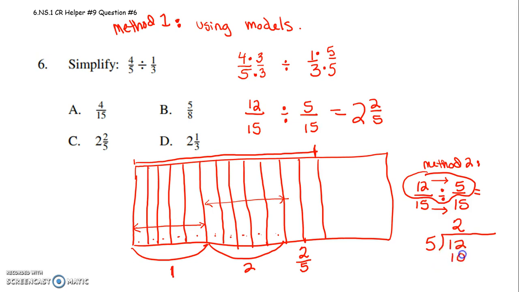2 times 5 is 10. 12 minus 10 is 2. So she says it's 2 and 2 left over out of 5. So she says it's 2 2/5. I'm like, all right, I can buy that method.